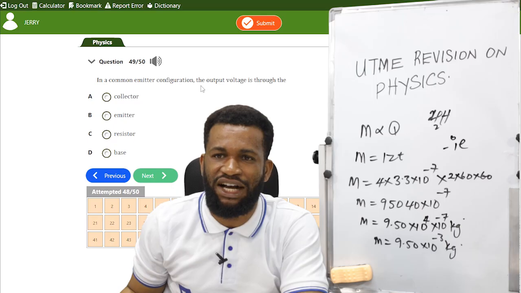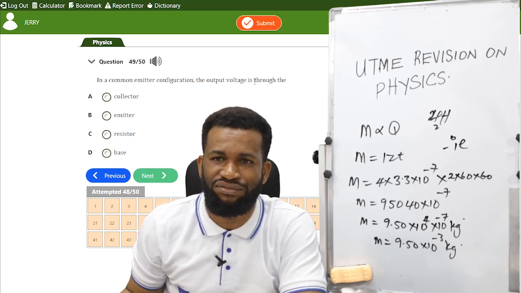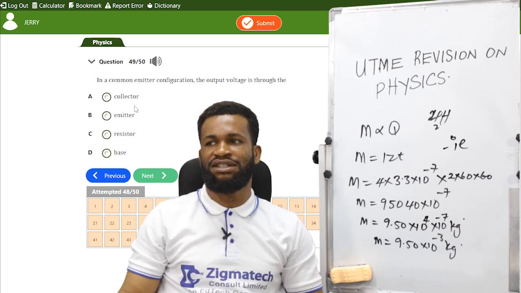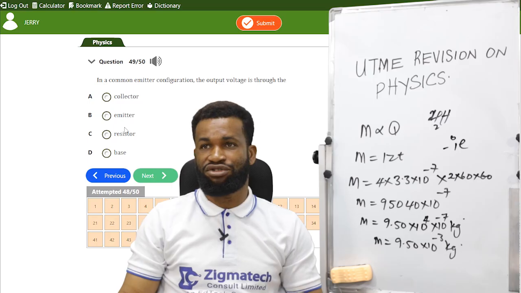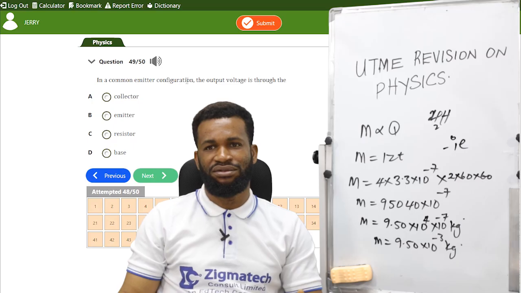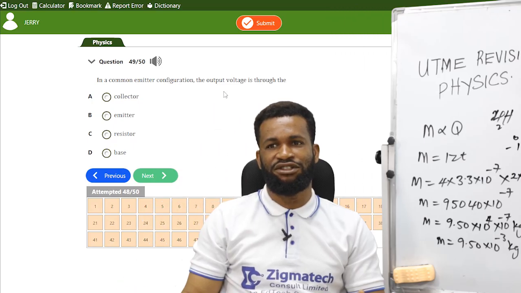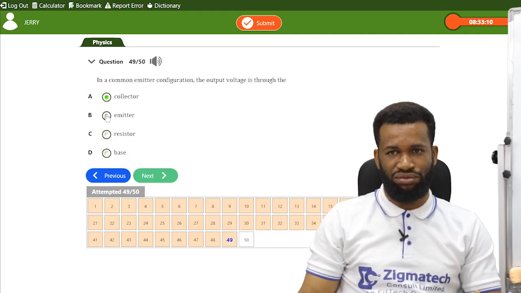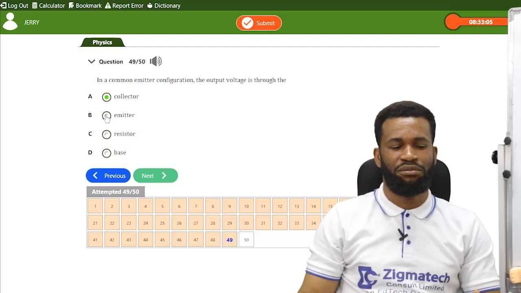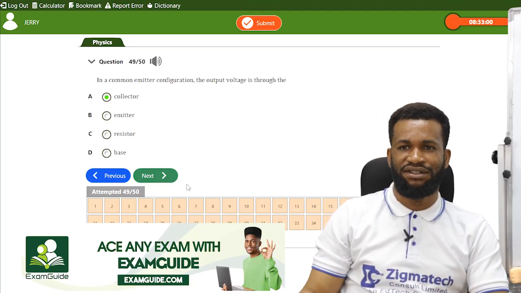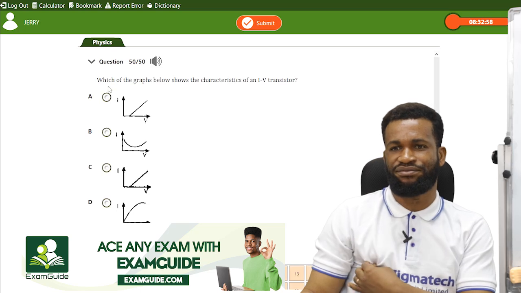A common emitter configuration. In a common emitter configuration, this is a kind of triode with 3 legs, which are the base, emitter, and the collector. So in such an arrangement, the output voltage is through the collector. It's not the emitter, it's not the base, it's not a resistor, so I will go with collector.